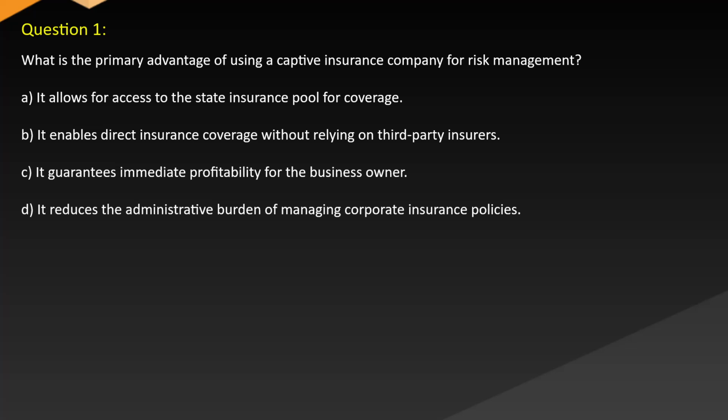Question 1. What is the primary advantage of using a captive insurance company for risk management? A. It allows for access to the state insurance pool for coverage. B. It enables direct insurance coverage without relying on third-party insurers. C. It guarantees immediate profitability for the business owner. D. It reduces the administrative burden of managing corporate insurance policies.